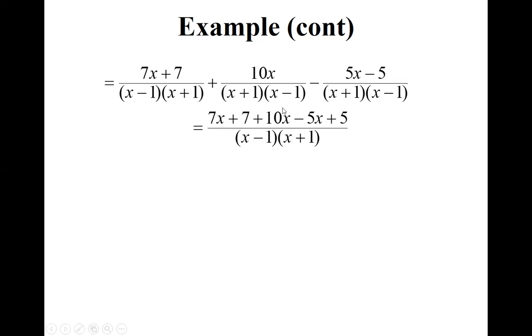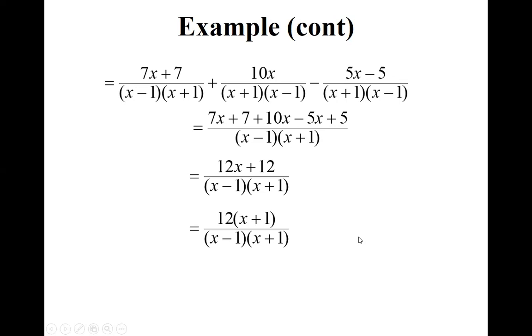Combine like terms, 7x plus 10x is 17x, minus 5x is 12x. 7 plus 5 is positive 12, so we have 12x plus 12. That factors. We can factor out a 12. We're left with 12 times x plus 1. The x plus 1's cancel, and we're left with 12 over x minus 1. And that is it for this topic.